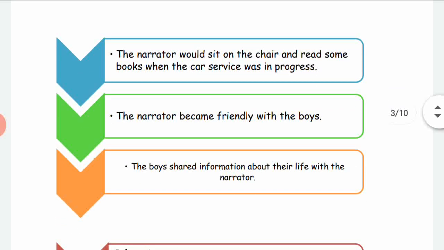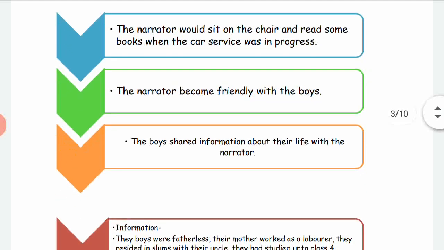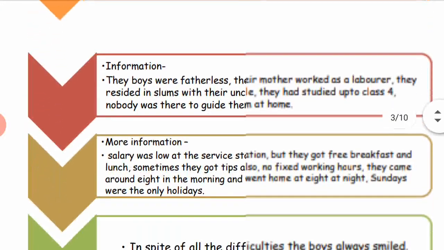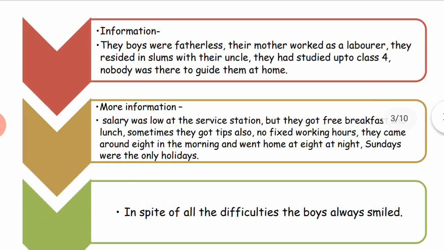The narrator would sit on the chair and read some books when the car service was in progress. On which day? Saturday, when she used to visit the service station. When the car service was done, the narrator would sit on the chair. And the narrator became friendly with the boys. The boys shared information about their life with the narrator. The boys used to share some information. Which information the boys used to share with the narrator?